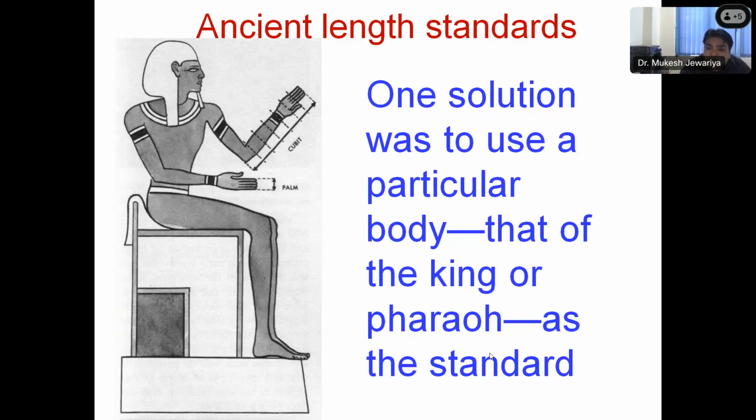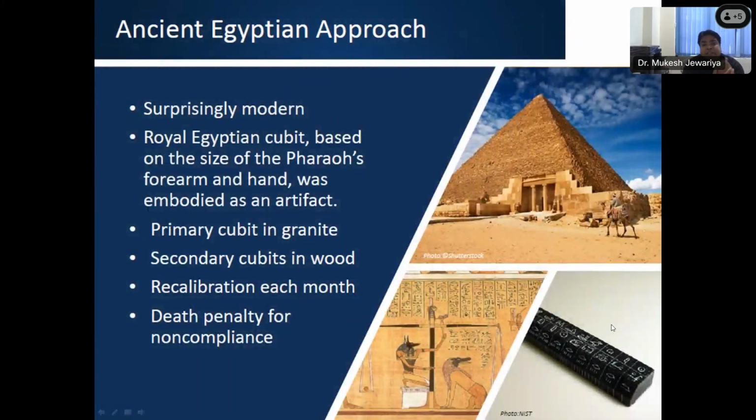So one solution was to use a particular body, that of the king or the pharaoh, as a standard, but that was not the correct answer. In ancient Egypt, surprisingly, using the body part, they made a standard, a granite standard, and they made these kinds of artifacts. These are surprisingly modern. The royal Egyptian cubit, based on the size of the pharaoh's arm or forearm, was embodied as an artifact. And based on this marble artifact, they made a wood artifact.